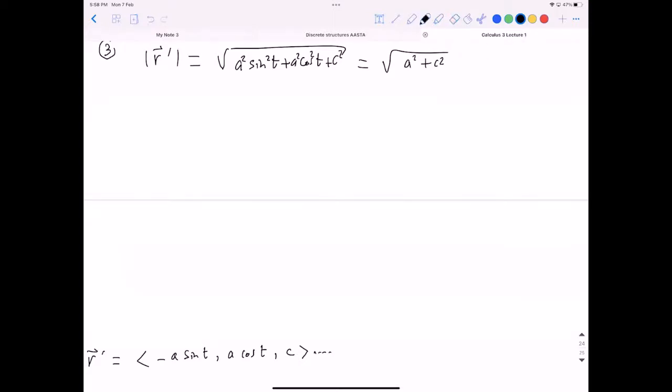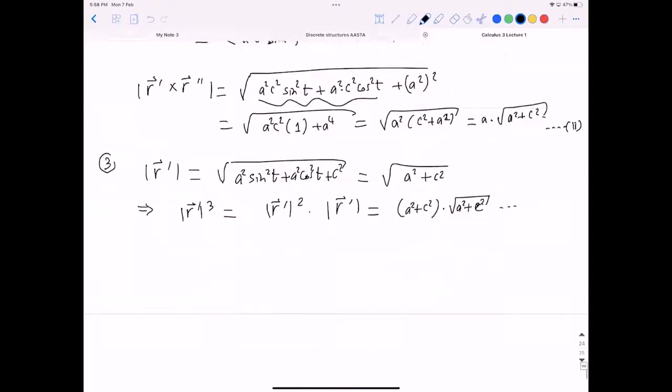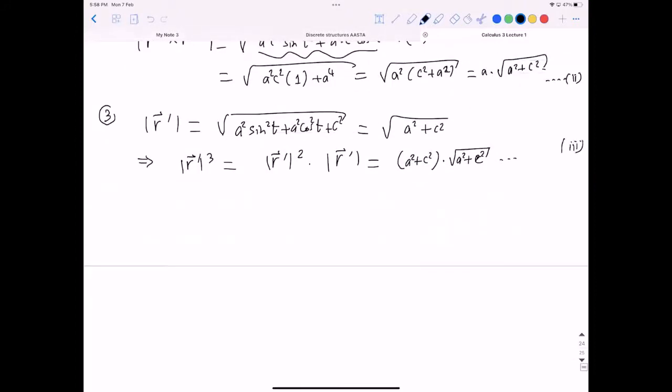And hence, R prime cube, when you cube this, what do you get? When you square it, you get rid of the square root. So you get this and multiply it once again by the magnitude of R prime. We can write it this way: magnitude of R prime squared times magnitude of R prime. This will give you A square plus C square times the square root of A square plus C square. Exactly. This is part 2 and this is part 3. This is to be divided, 2 by 3.